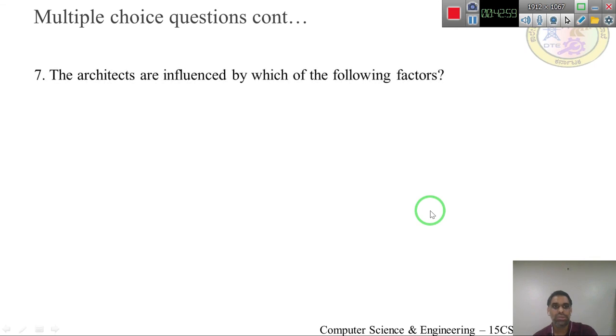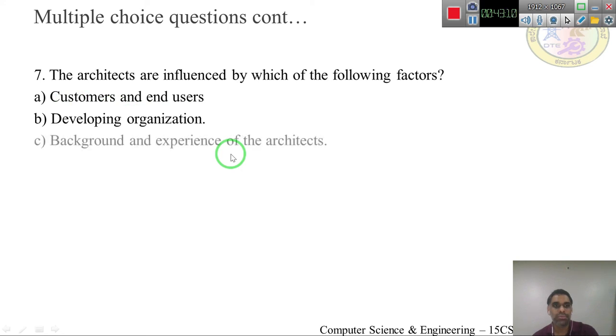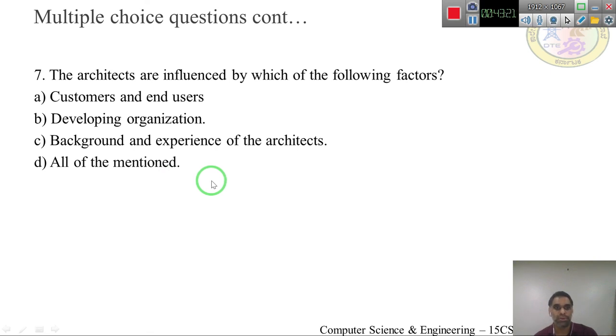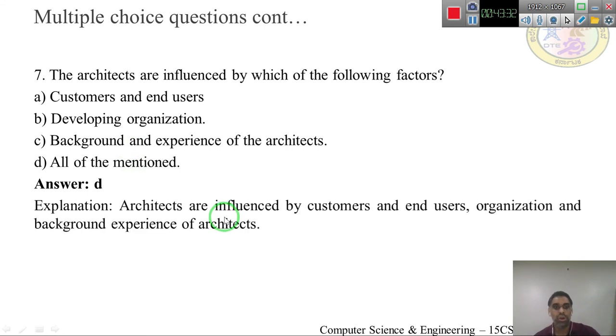Question number 7. The architect is influenced by which of the following factors? Is it customer and end user, or developing organization, or background and experience of the architect, or all of the mentioned? So what do you think, which is the most appropriate one? So it is all three, right? The architect gets influenced by the customer as well as the developing organization, as well as the background and experience of the architect. So answer D would be the most correct one. Okay, all of the mentioned above.